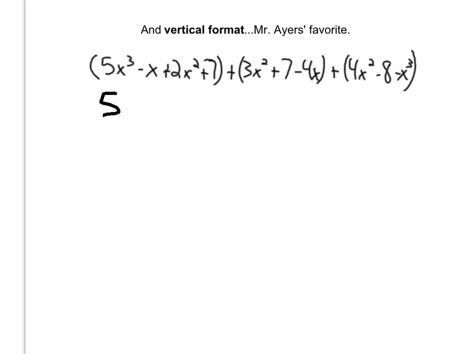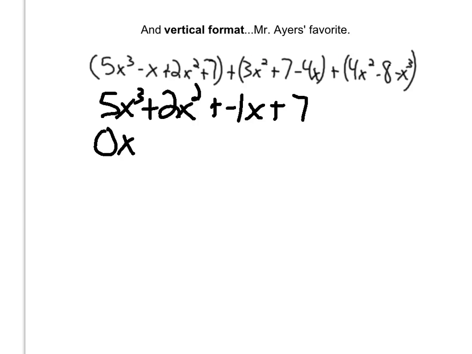So this is going to be 5x cubed plus 2x squared is the next highest degree, plus, this is negative x, so that's negative 1x plus 7. In the second polynomial, we have no x cubes, so I'm going to put 0x cubed plus 3x squared plus I've got a negative 4x plus 7.